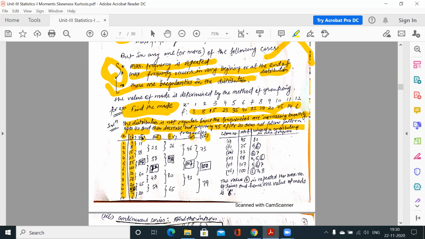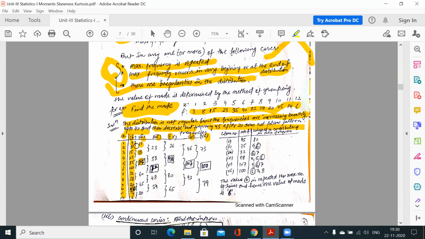Next, for the second column, what we have to do is add the consecutive two frequencies. So first and second, 3 plus 8, 11. Next, 15 plus 23, 38. 35 plus 40, 75. So we have to make groups.